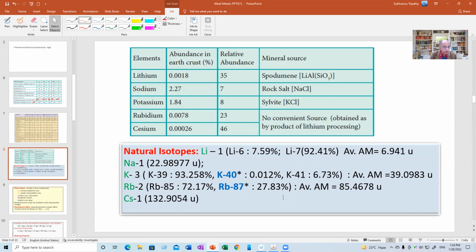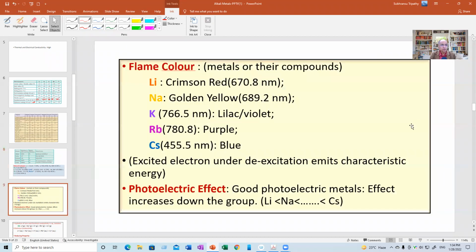Rubidium also has 2 isotopes. One of them, 85, is stable, and 87, quite appreciably large, 27.8%, is radioactive, a beta emitter. And the average is 85.5. So sometimes we take 85.5 as the average atomic mass of rubidium for calculation. Cesium is also monoisotopic.